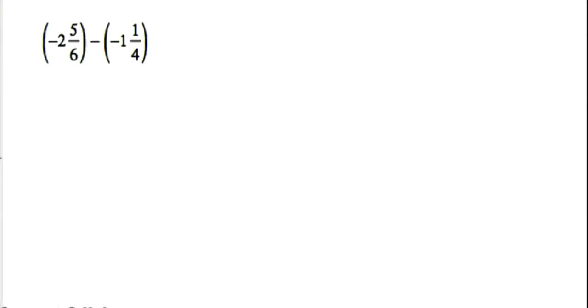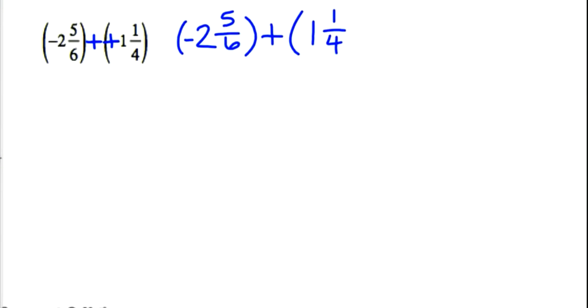Before I do that, I see subtraction, so I'm going to indicate that I have a SPY. I'm going to change my subtraction to addition, and then I'm going to change the guy's symbol to the right because he was a SPY. So really, I have negative 2 5/6 plus 1 1/4. All right, the first one, I have a negative 2, so our negative 2 5/6.